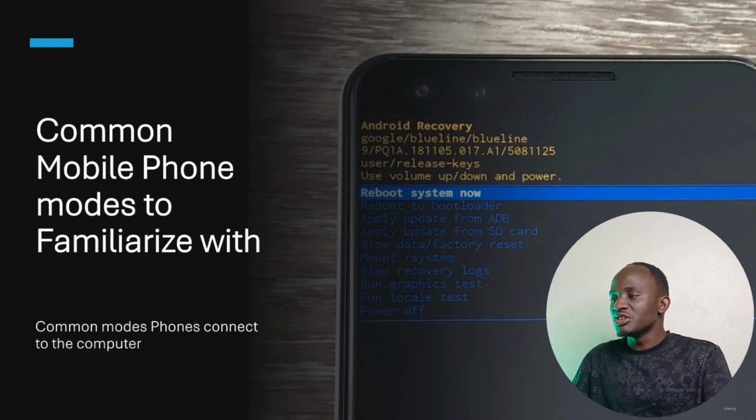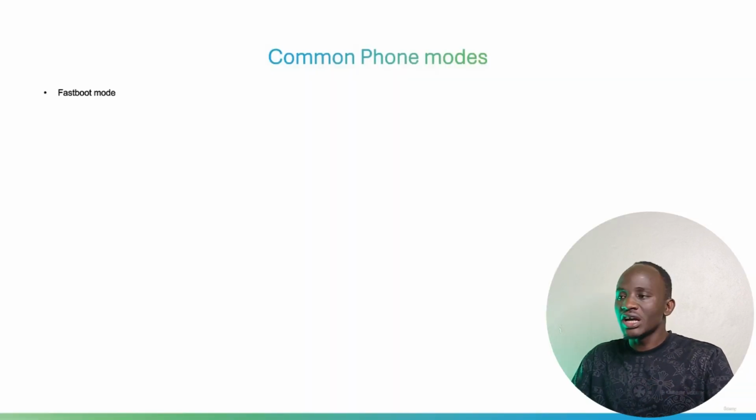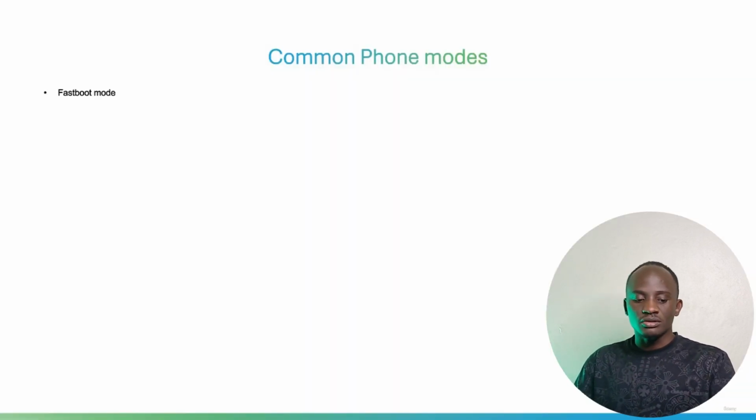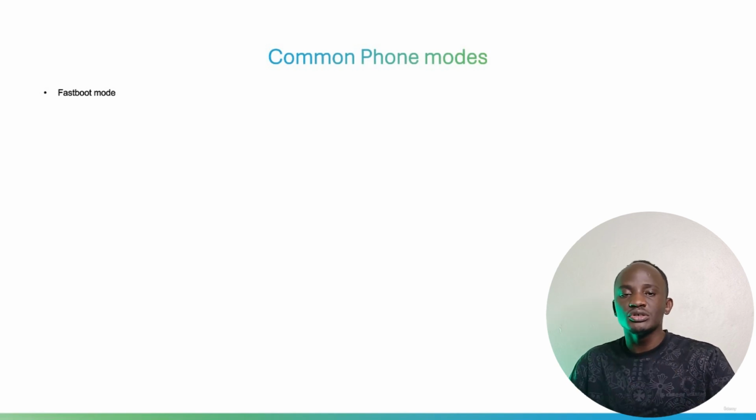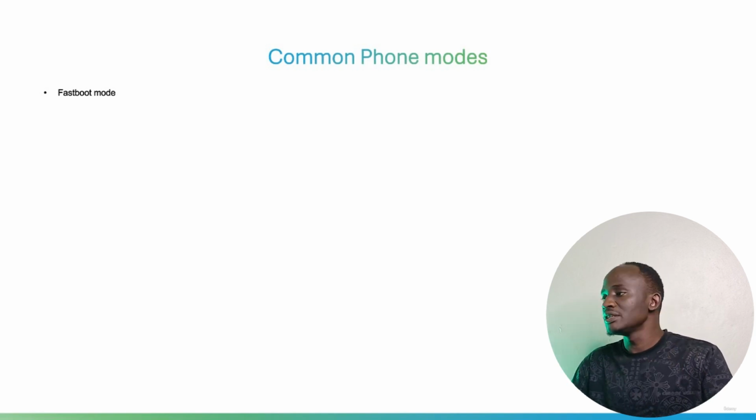Okay. So common modes mobile phones use to connect to the computers include: number one, we have fast boot mode. In most devices with fast boot mode, you can use it to perform different functions. Again, if you don't know how to enter fast boot mode for a specific type of phone, you can just do a Google search, just like we have been seeing in the previous videos. Just perform a Google search about that specific model, how to enter fast boot mode, and Google will give you clear instructions of how to do it.